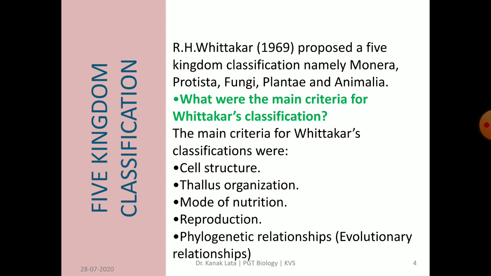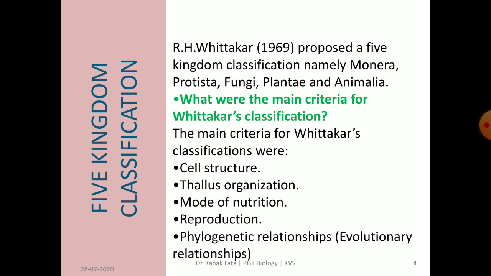Later in the year 1969, Robert Harding Whittaker, what was the name? Robert Harding Whittaker, also called R.H. Whittaker. He proposed a five kingdom system of classification. The five kingdoms, according to him, were named Monera, Protista, Fungi, Plantae, and Animalia.